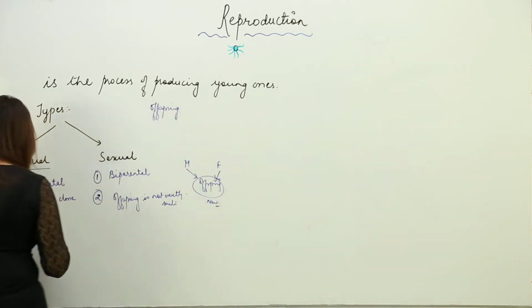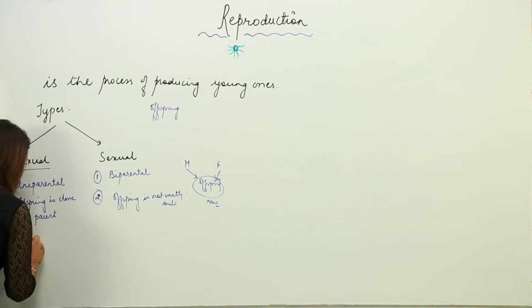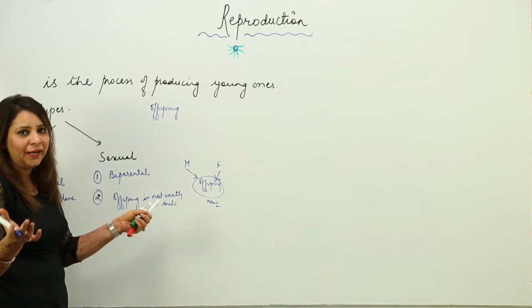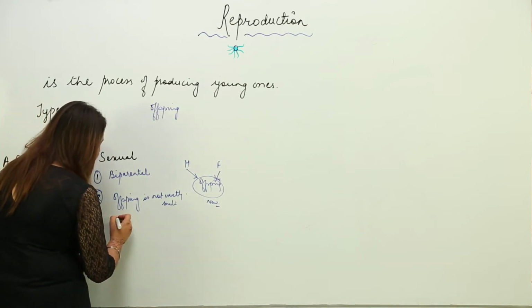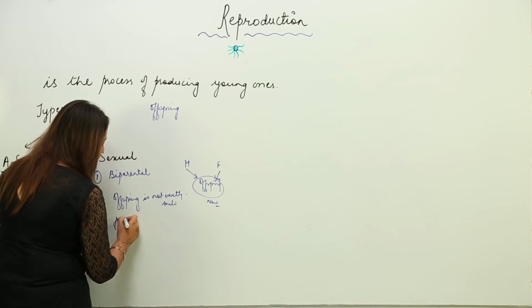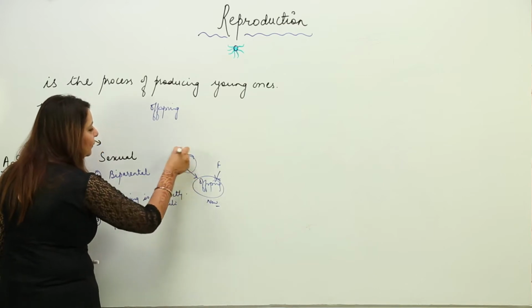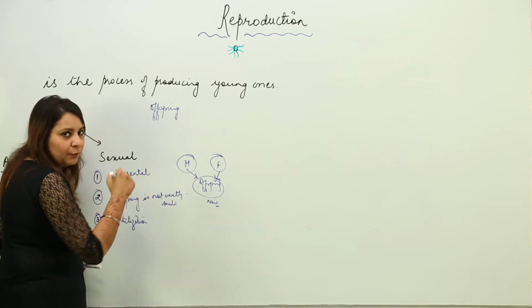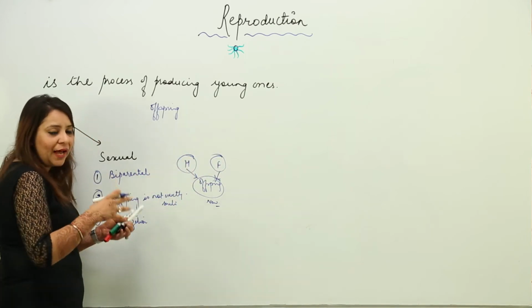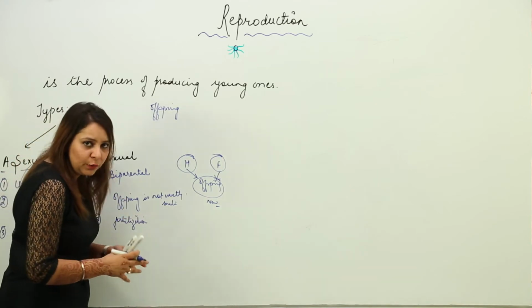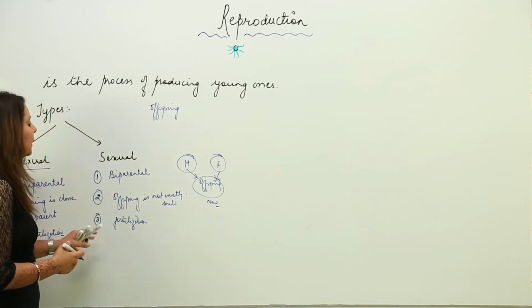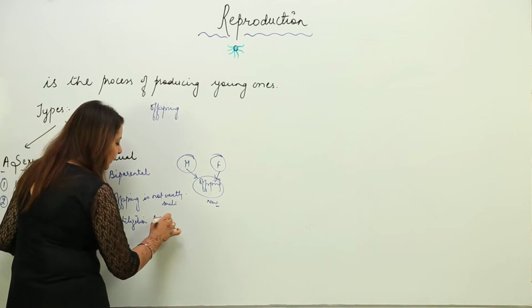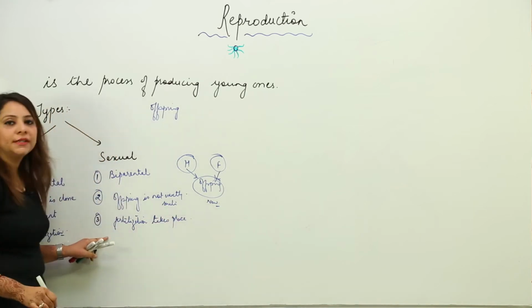In asexual reproduction, no fertilization takes place because it is uniparental, so there is no other parent with which the fusion of sperm and egg can take place. So no fertilization occurs in this case. But in sexual reproduction, fertilization takes place because it is biparental. The male will release sperm and the female will lay eggs, and they can fuse, and the fusion of sperm and egg is called fertilization. We will be doing this in detail. So as far as differentiating between the two types, in sexual reproduction fertilization takes place.